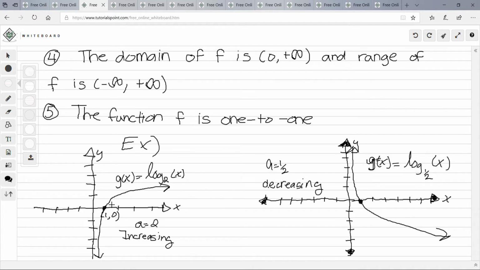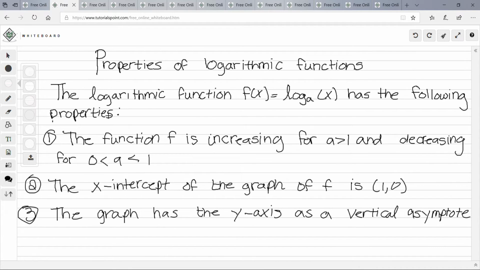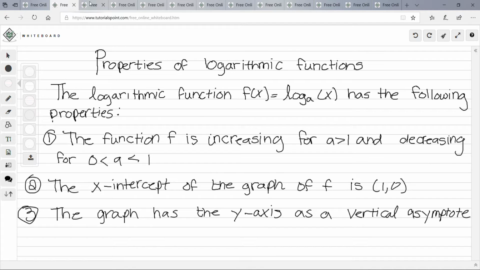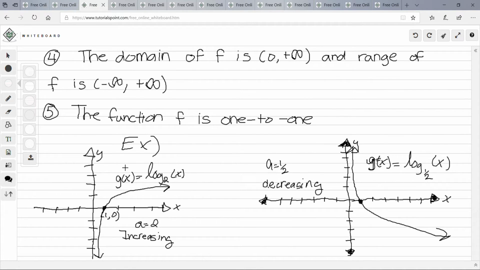And we also know it has a vertical asymptote on the y-axis. Right here, as you can see, this part gets really close to the y-axis, but it never touches it, so that's why it's a vertical asymptote. So just remember the exponential graph looks something like this. It had a y-intercept of (0, 1). Remember, this is a typical y equals e to the x, so they're pretty much inverses.